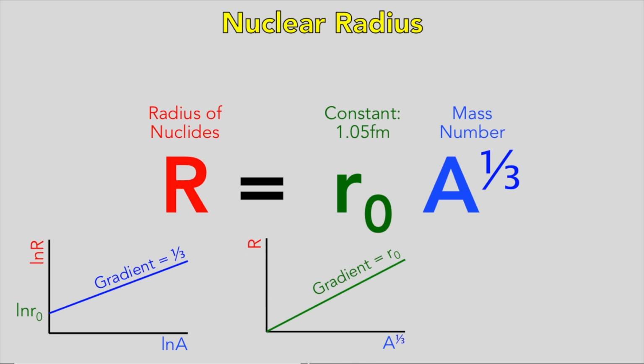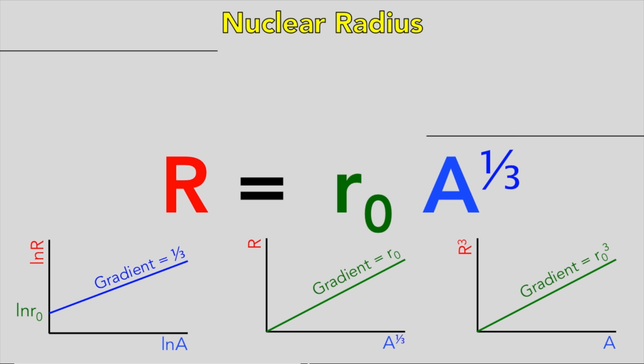R against A to the power of a third should go through the origin with a gradient R naught. And R cubed against A, where again the line goes through the origin with a gradient of R naught cubed. A bit of simple maths will show you how to get this information using the classic y equals mx plus c. Now these graphs can therefore be used to find the value of R naught.